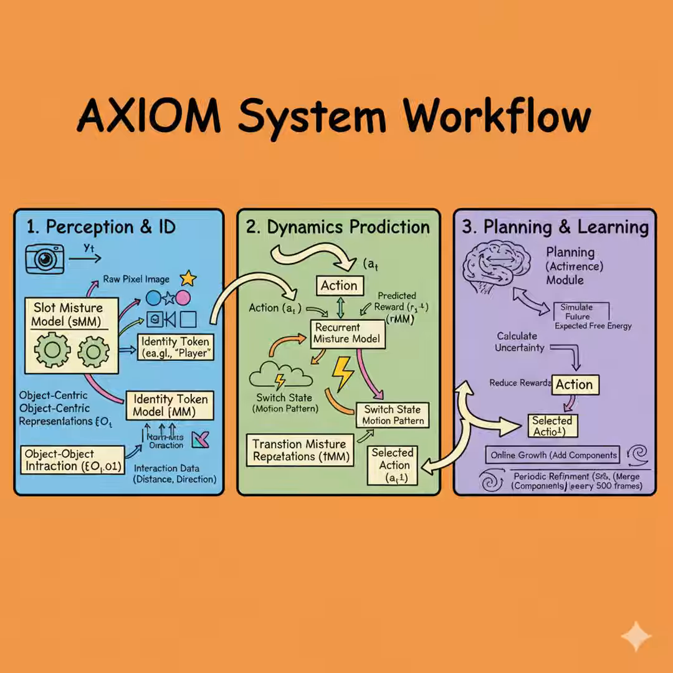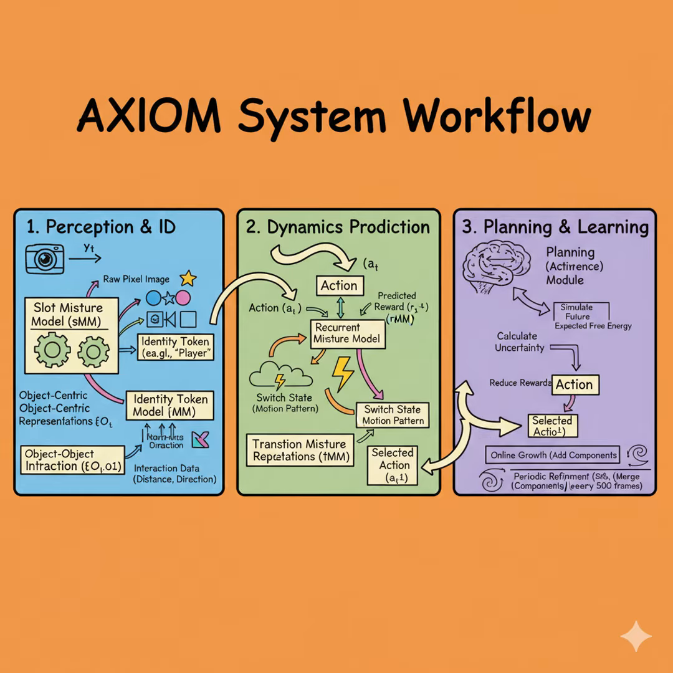Component 1 is the slot mixture model, or SMM. Think of this as the perception layer. It takes the raw input, those 210 by 160 color frames from the game, and it parses those pixels into distinct object-centric representations. So it calls these slots. It can handle up to 32 of them. And what does it extract for each slot? Continuous features, things like position, color, and shape attributes for each potential object or slot it identifies. It's basically carving up the visual scene into manageable pieces. Okay, so the SMM is like the eye, breaking down the scene into visual parts. Once it has these parts, what's next?